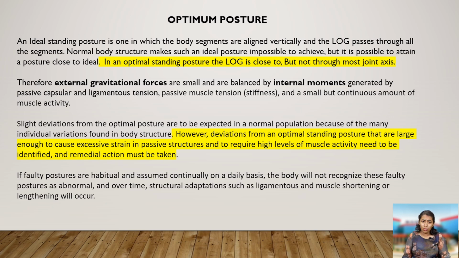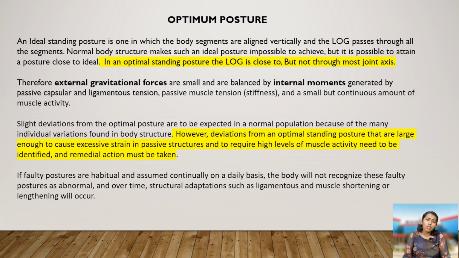Now, what is optimum posture? When we talk about an ideal standing posture, it is the arrangement of the body segments which are vertically aligned to the line of gravity. But our normal body does not allow us to be in that ideal straight line. We have some curves which deviate us from the ideal posture. That is called the optimum posture, where the line of gravity is closest to the ideal standing posture, but does not go through the joint axis.